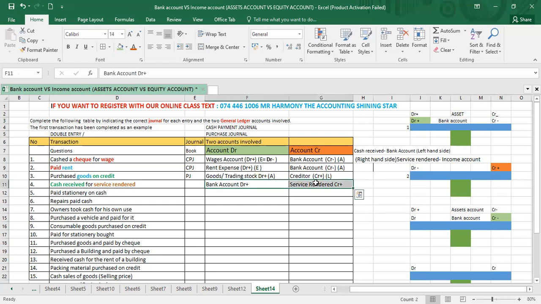They are married to one another. So we are asking ourselves, yes, we have our bank account. Yes, we are receiving money. Where does this money come from? It comes from the service rendered account.